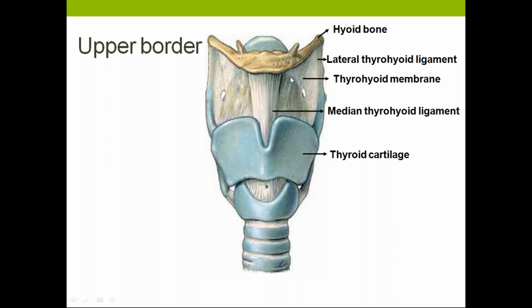If you see the thyrohyoid membrane, it is thickened in the medial part to form the median thyrohyoid ligament. On the lateral side, it is thickened to form the lateral thyrohyoid ligament, which connects the superior horn to the tip of the greater cornu of the hyoid bone.